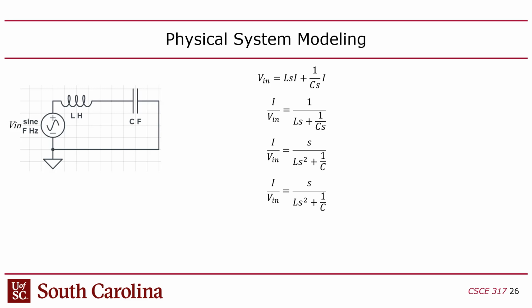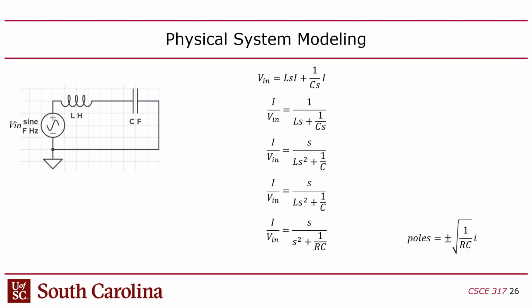You just do an S domain mesh analysis, the voltage around the circuit. So you have LS plus 1 over CS, times I, where I is the current and V is the voltage. And so you can calculate a transfer function with that the same way. And you end up with poles that, again, both have a zero real component. So they're unstable, but you end up with your resonant frequency, which is the square root of 1 over LC.